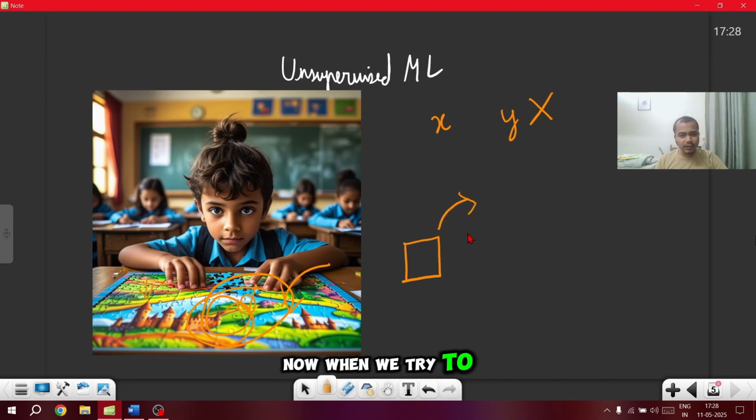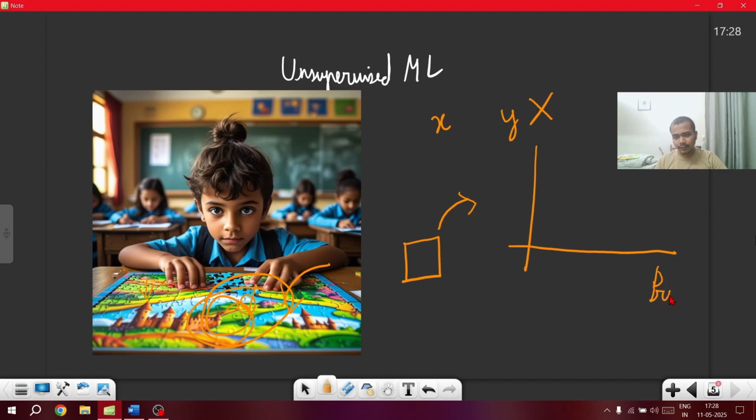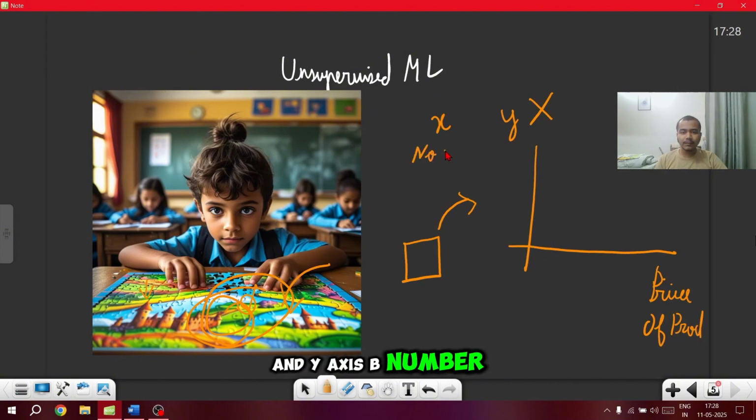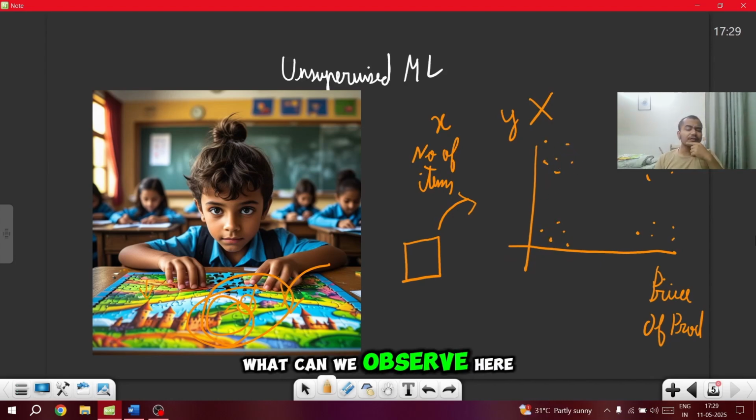Now, when we try to plot this data on a graph, let the x-axis be price of product and y-axis be number of items. Now when we plot this, we might see there are few customers in this region, there are few here, there are few here, there are few here. So what can we observe here?